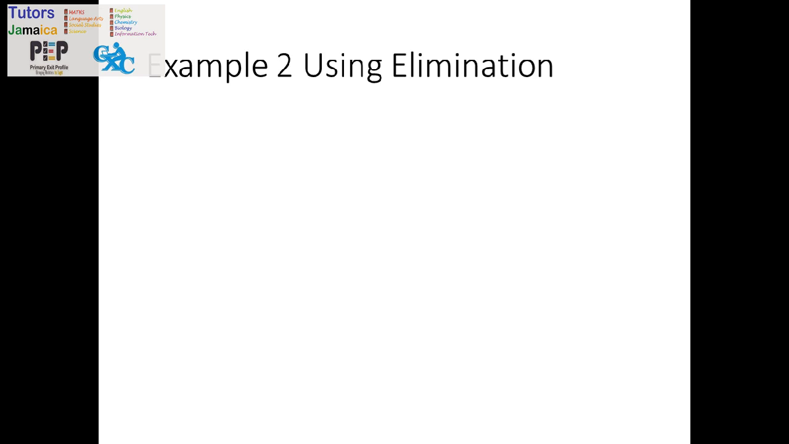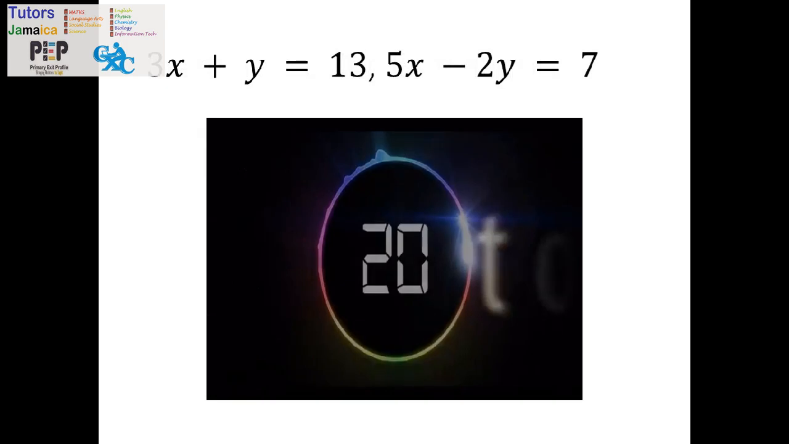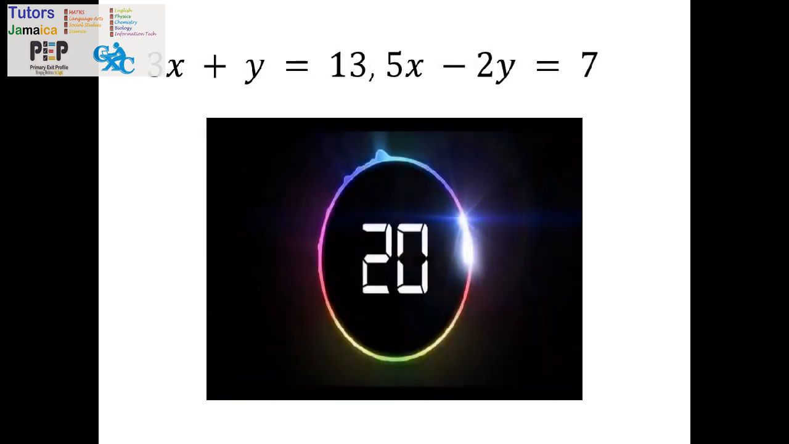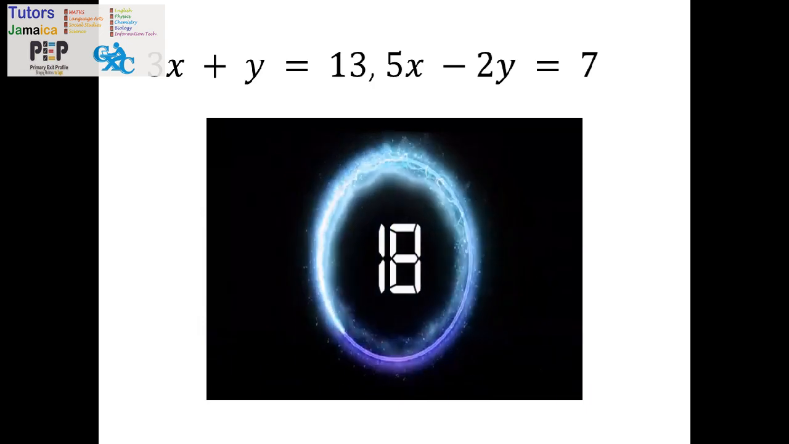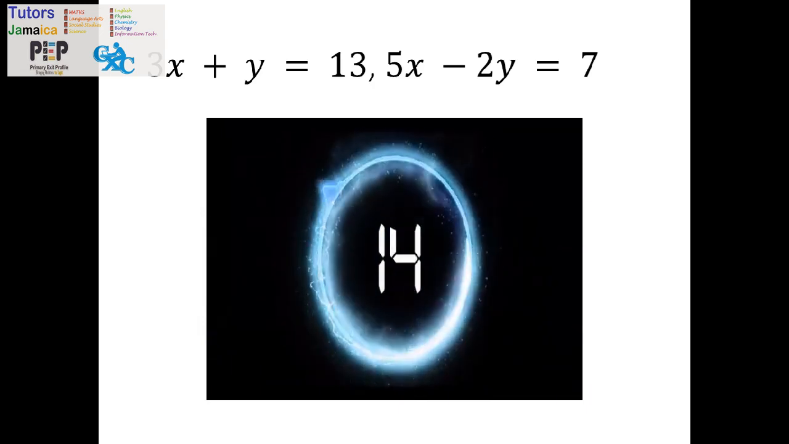Okay, so let's look at the same example, but this time we'll be using the elimination method. So give it a try. Let me know what you did in the comments below, and I'll see you shortly. So the equations are 3x plus y is equal to 13 and 5x minus 2y is equal to 7. So just take 20 seconds. If you need more time, then pause the video and try.